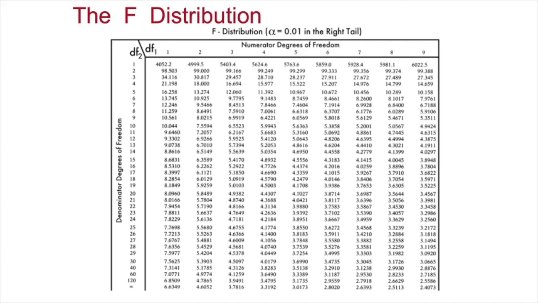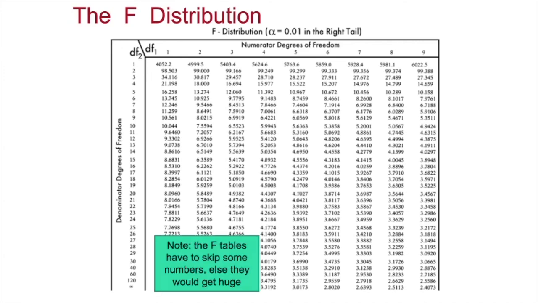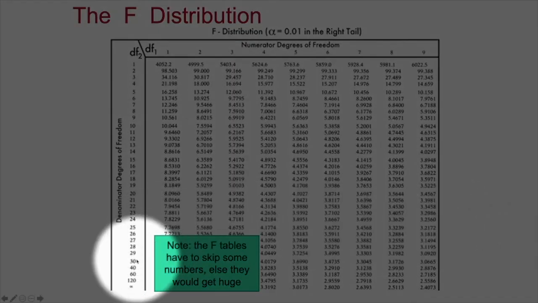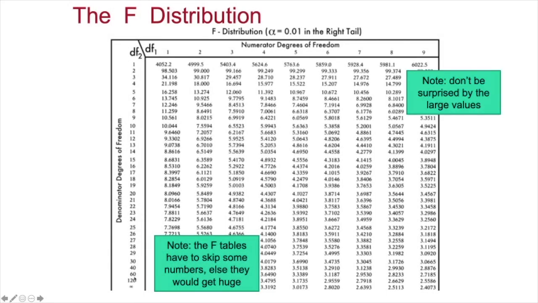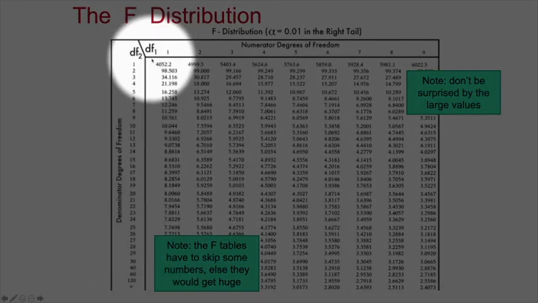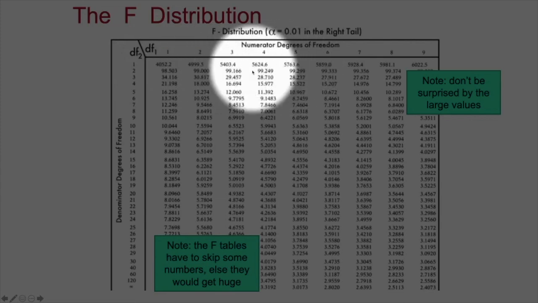So a couple of notes here. First, note that the F table has to skip some numbers, otherwise the table would get huge. So here at the bottom, you see it goes from 28 to 29 to 30, but then it goes from 30 to 40, and from 40 to 60, etc. The second thing is that you shouldn't be surprised if you see very large values, particularly here up the top. When the degrees of freedom are very low, the F distribution tends to give you really large numbers.